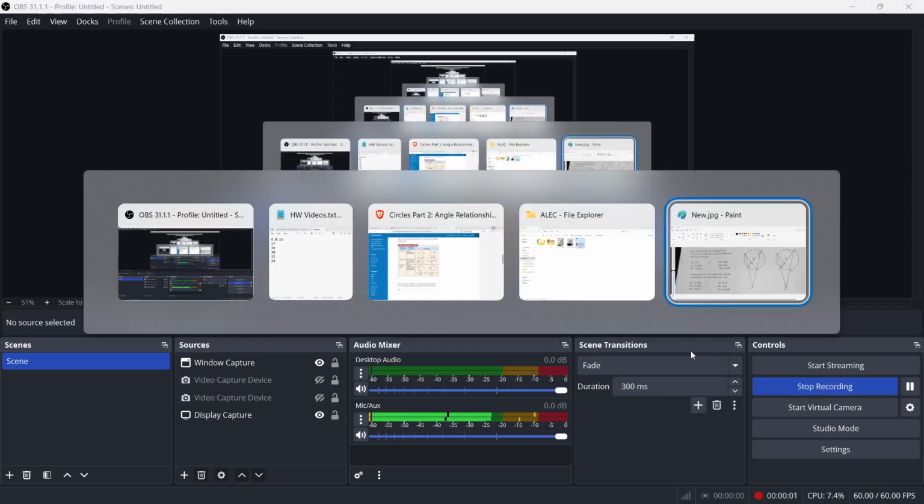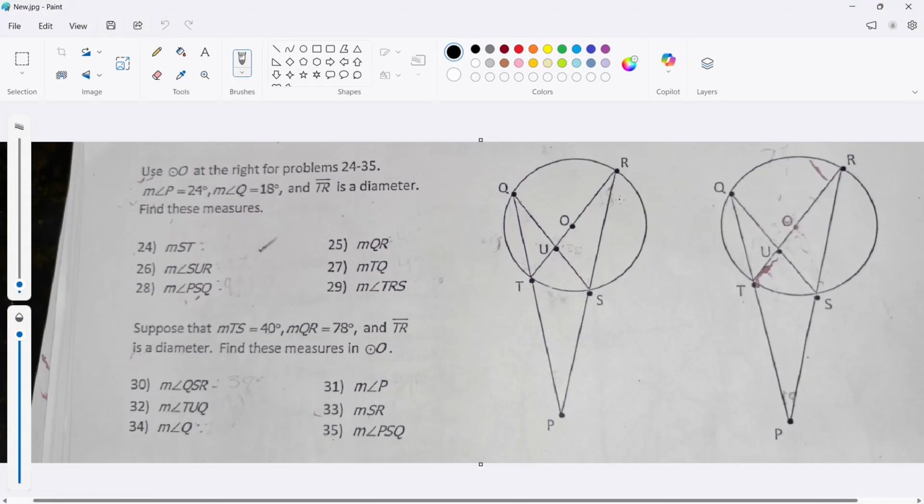Hi, this is some questions about circles. In circle O at the right, for problems 24 to 35. I guess I have the circle drawn twice because I got two sets. Measure angle P is 24 degrees, so I'm going to do this one on the right. This is 24 degrees. Measure angle Q is 18 degrees.